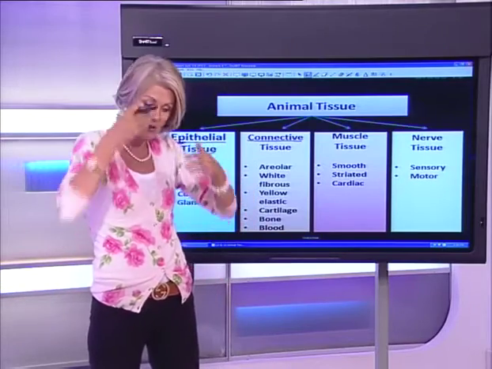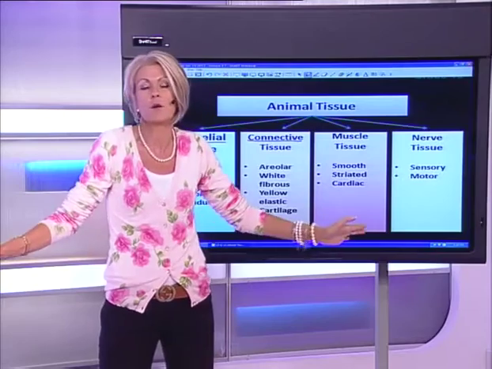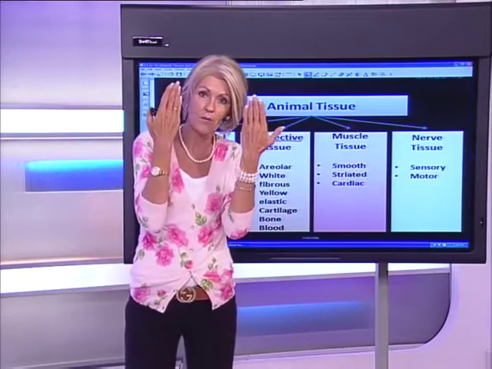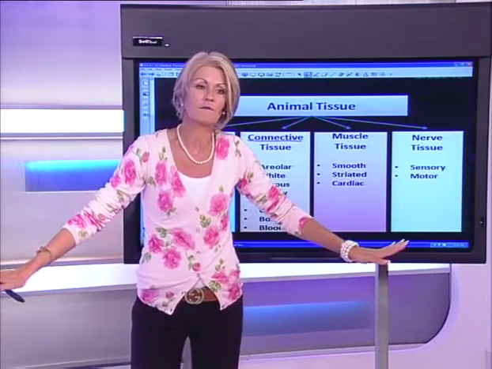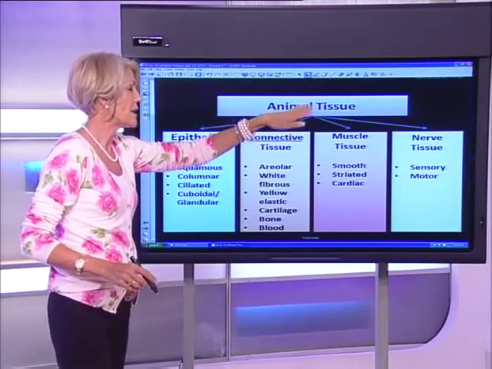So what it does is it will then convey the information from the brain and the spinal cord everywhere else in the body. So sensory from the senses to the brain, motor from the brain and the spinal cord to the rest of the body. So that in a nutshell is your animal tissue.